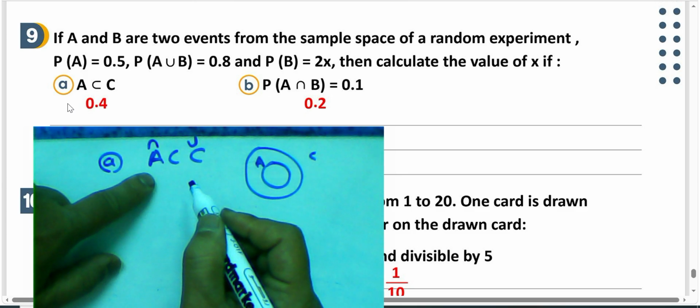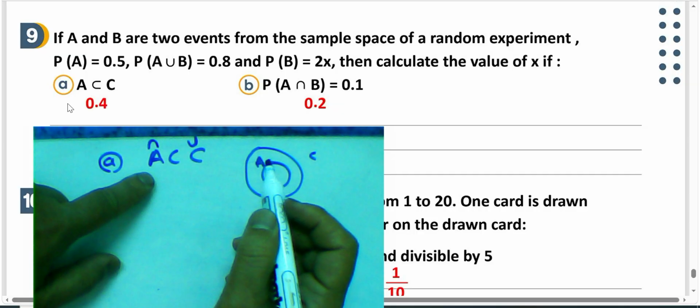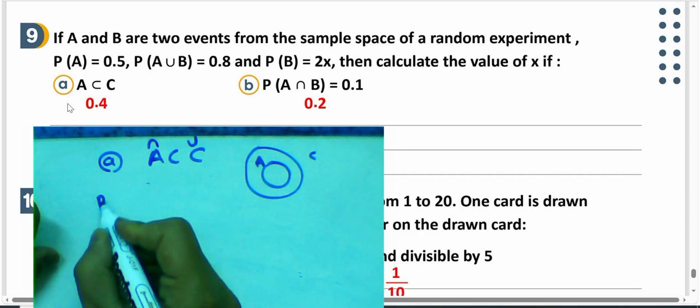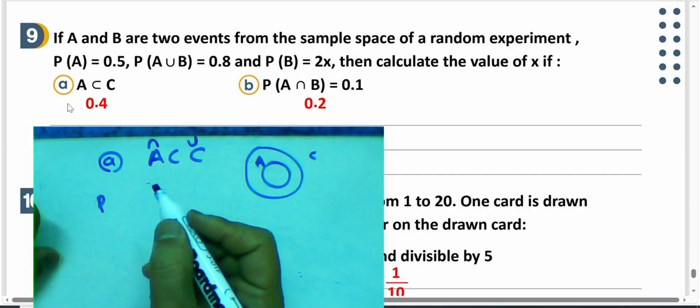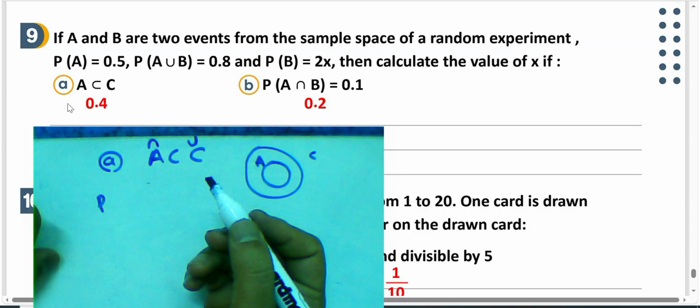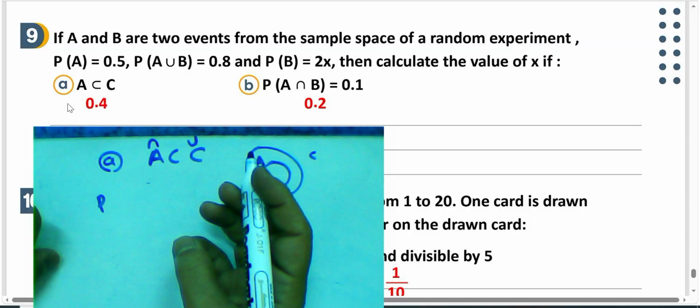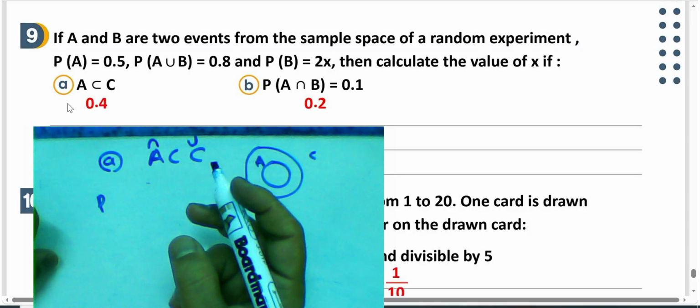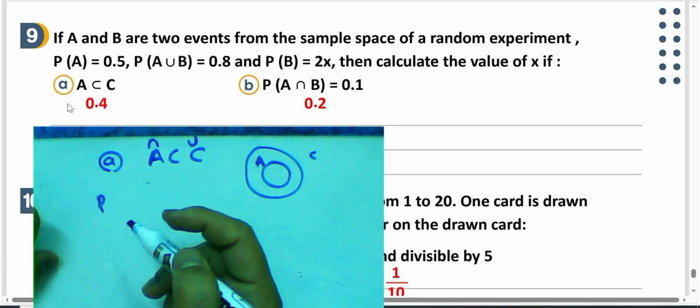Again, you can see now, in the first condition, he tells you A is a subset of C. It means the intersection will be A and the union will be C. He asked what? He asked the value of x. So he asked about probability of P, where P of B equals x. We have set A, B, and we have C in this type.